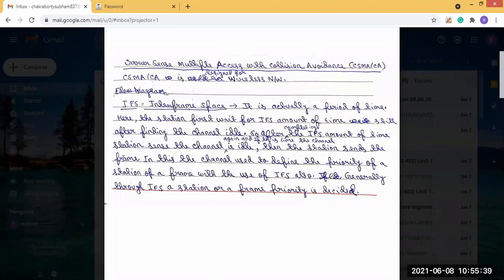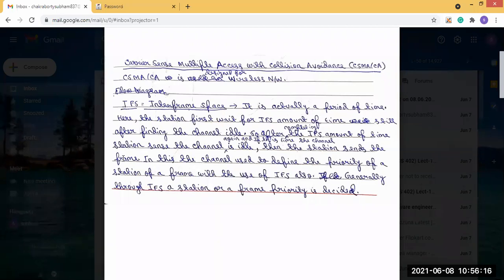In CSMA/CD, we have seen that if a station wants to transmit, it first senses the transmission channel. Why? It is used for sensing whether the transmission channel is busy or not. For that, each station first senses the channel. CSMA/CA also works like that.